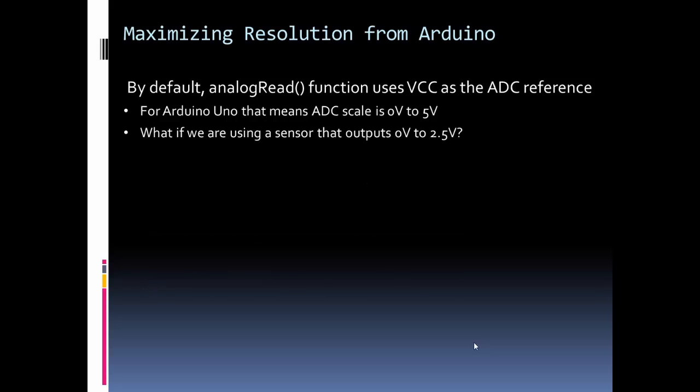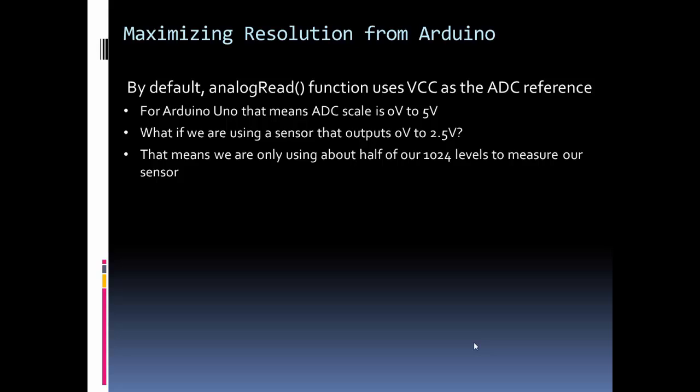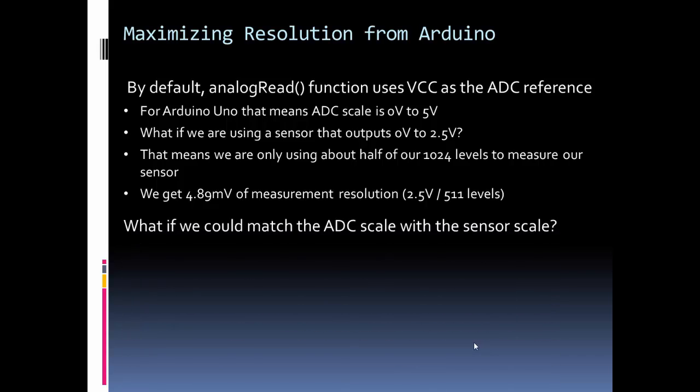What if we're trying to measure a sensor and it doesn't go up to 5 volts? It's 0 to 2.5 volts is the scale of the sensor. Well, that means we're only using about half our levels to measure our sensor, because we have 1,024 levels in a 5-volt scale. So that means we only utilize about 511 levels or so. And, like I said before, that gives us 4.89 millivolts of measurement resolution. But using a 5-volt scale, we're sort of wasting some resolution. If we could set our scale to match whatever the device we were measuring was, that would give us more resolution.